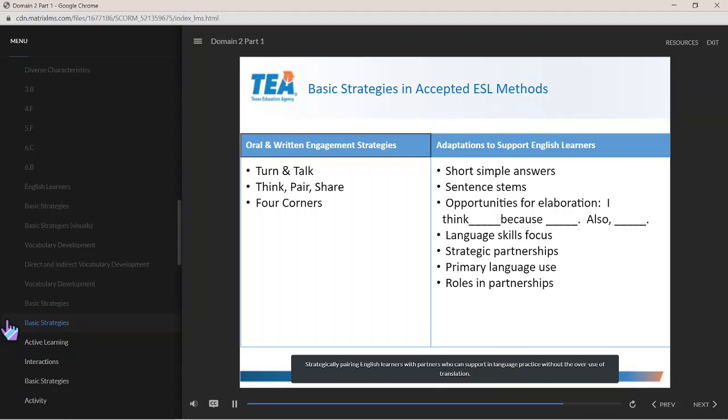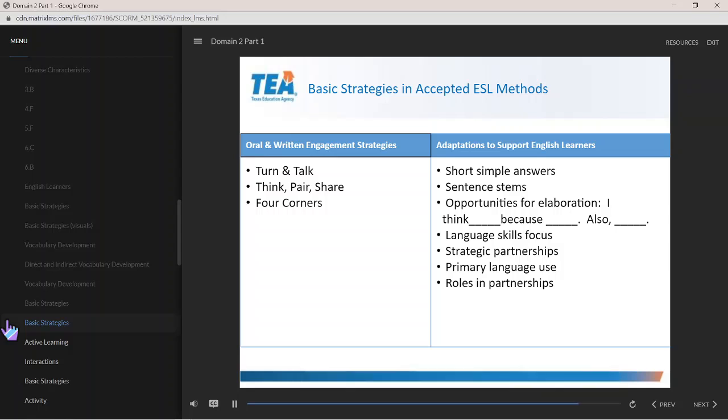Strategically pairing English learners with partners who can support language practice without the overuse of translation. Allowing English learners to generate thoughts and ideas in their primary language first, as needed, and assigning roles to partners, the first to exchange ideas with and a second to relay the message he or she just heard.